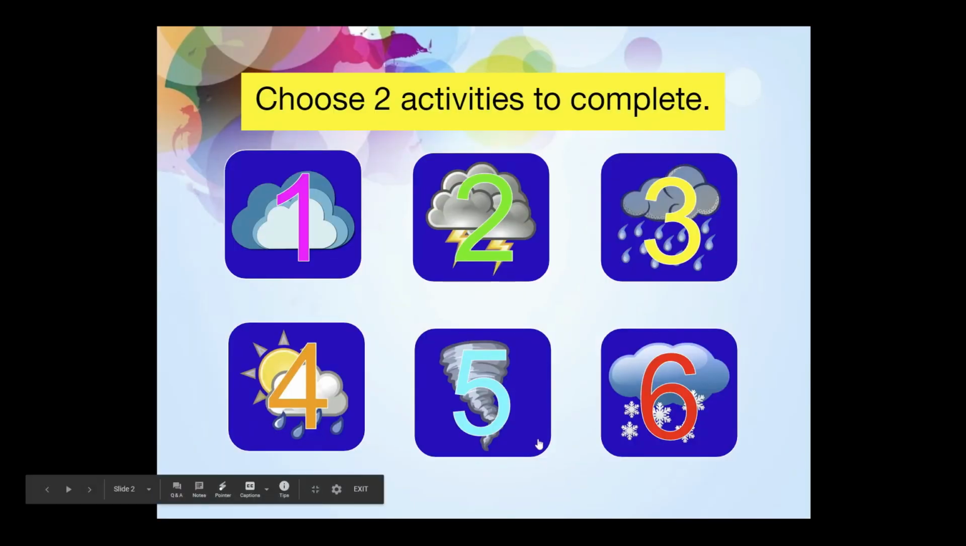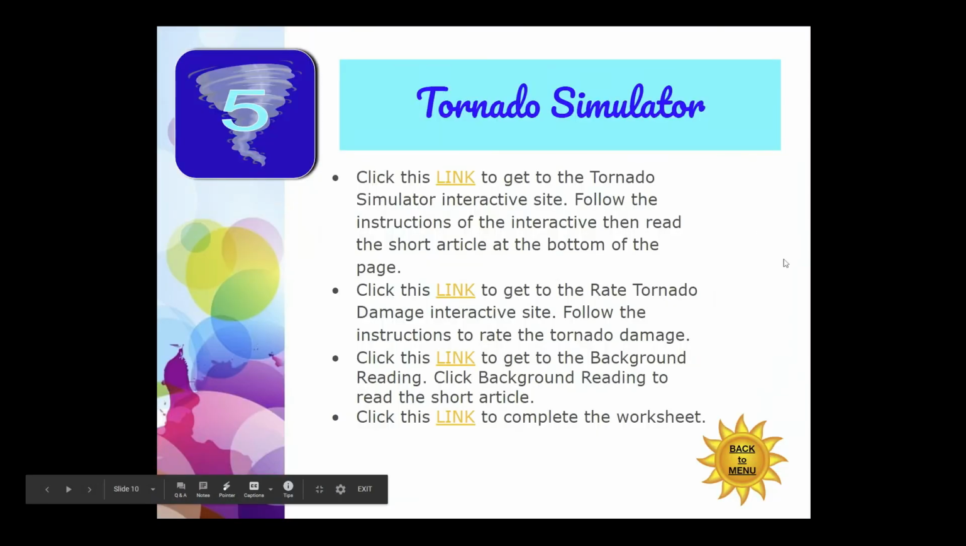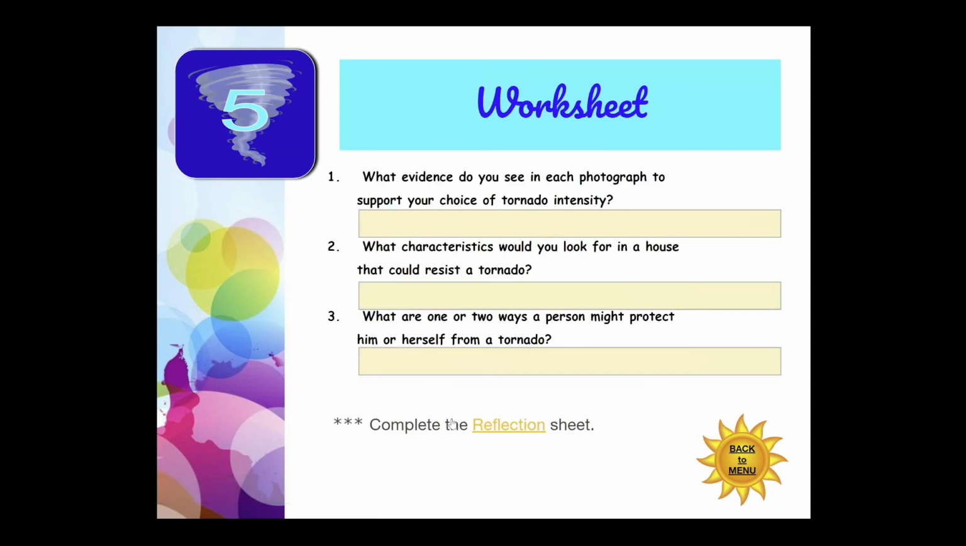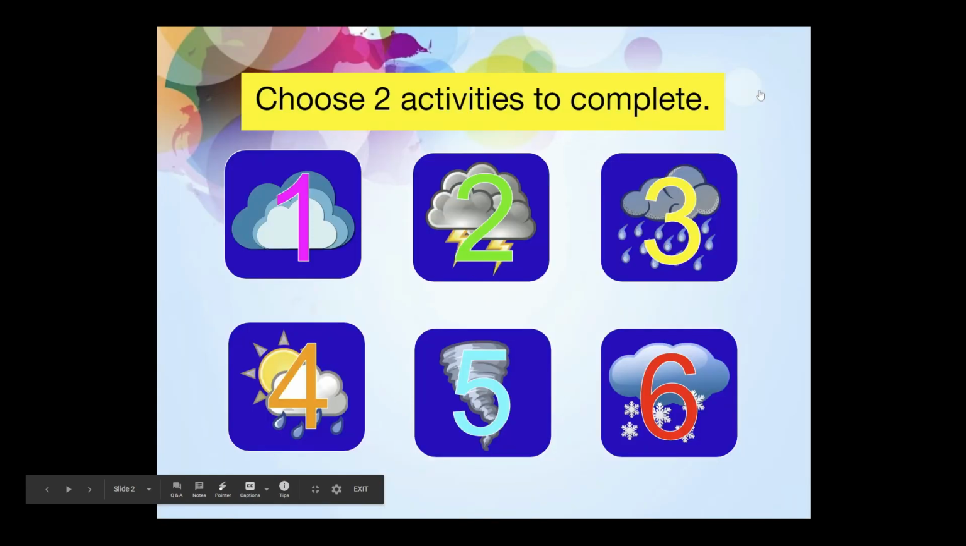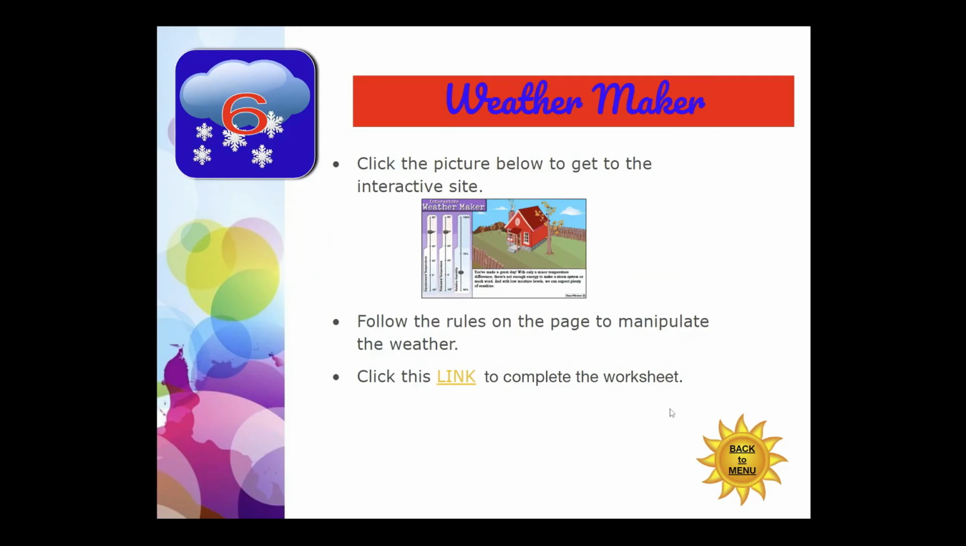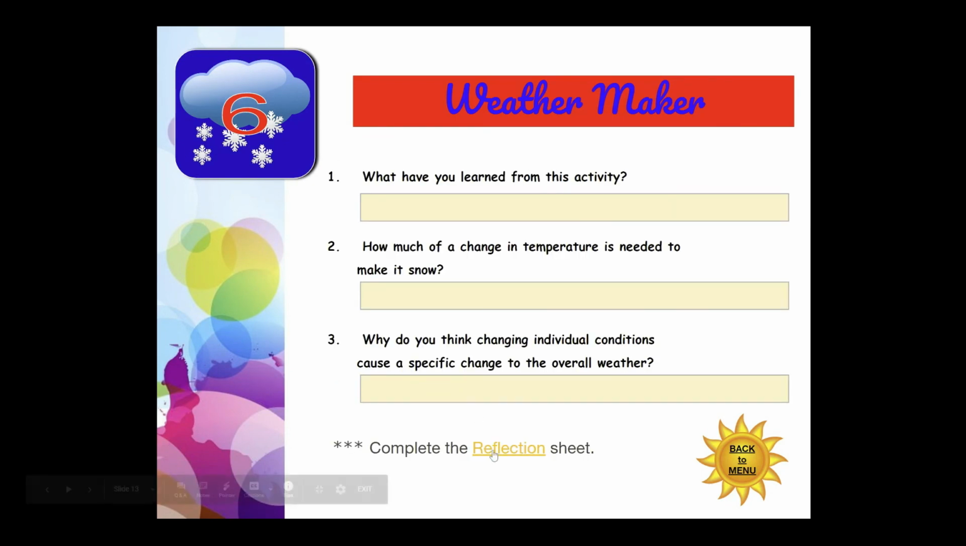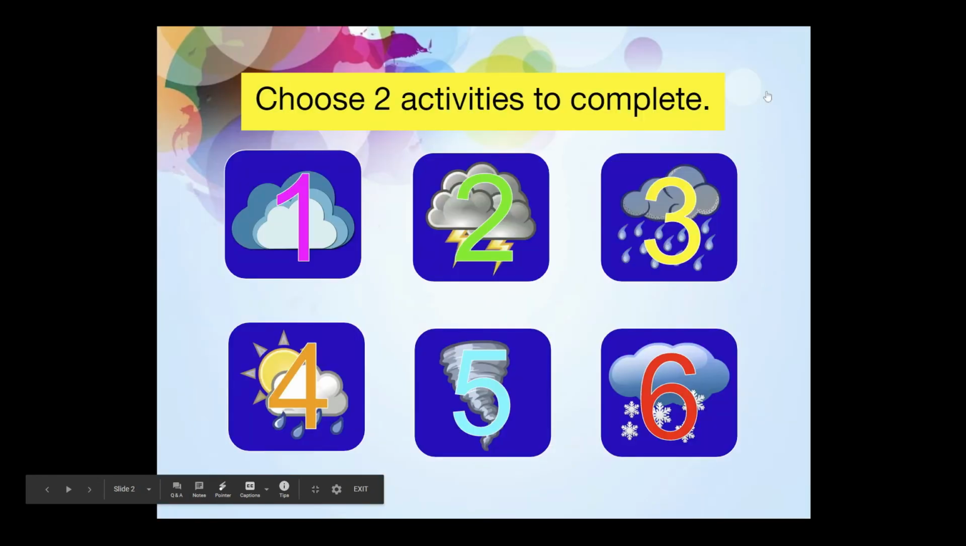The 5th option, when clicked, will advance to this activity page. Then click a link to complete the worksheet that goes with it, and then the reflection question, and then back to the menu. Last but not the least, option 6, which will advance to this page: activity directions, click to get to the worksheet questions, the reflection questions, and then back to the menu.